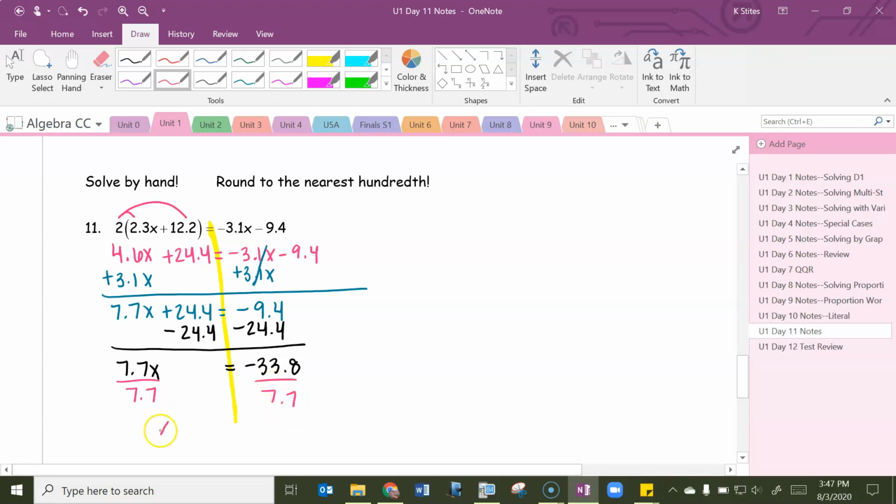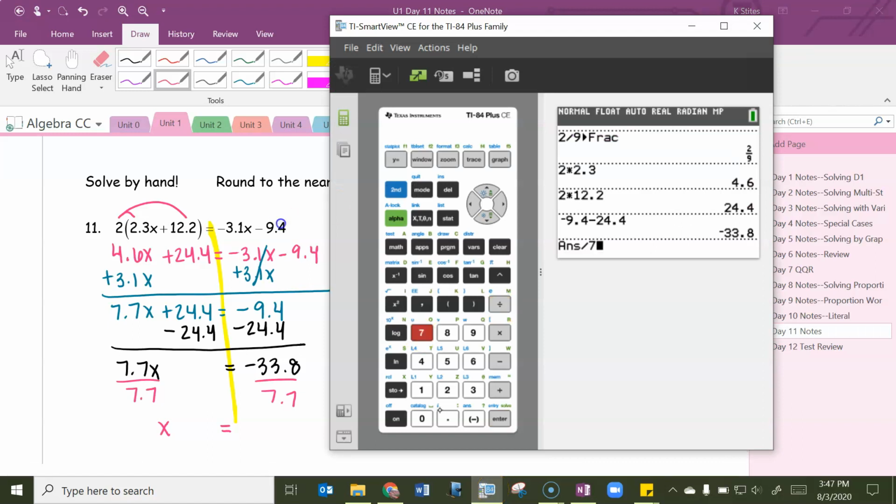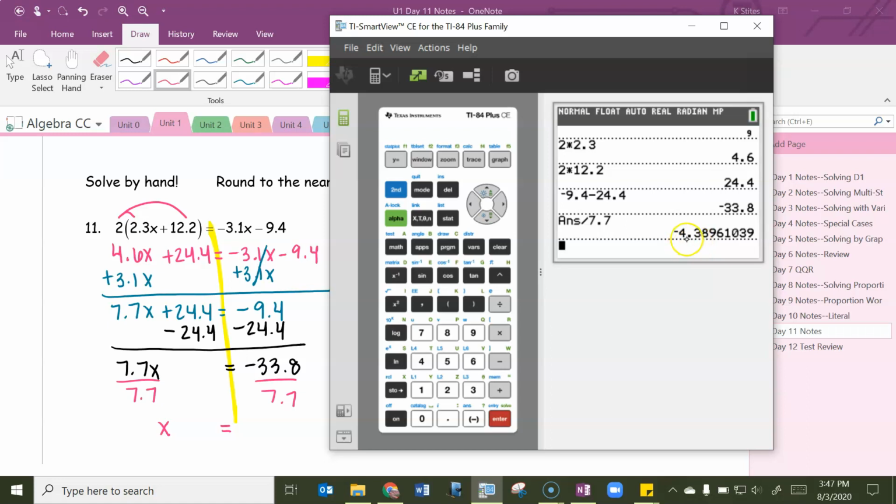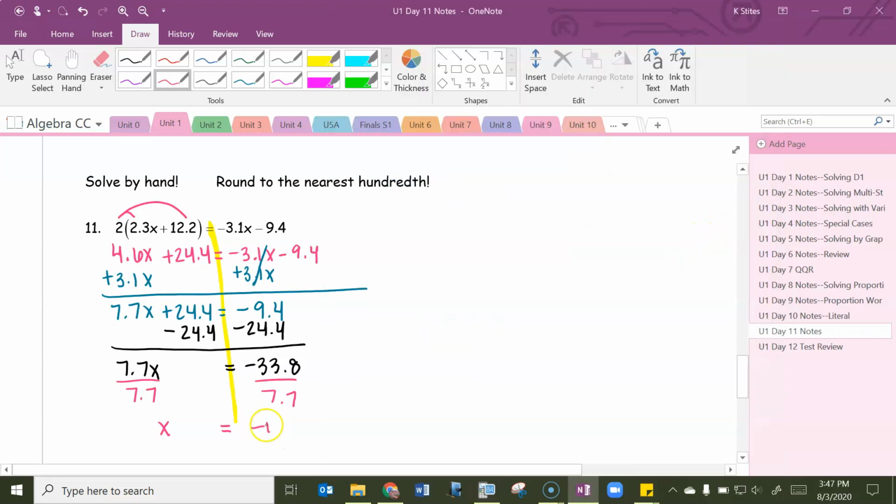And we're told to round to the nearest hundredth. So let's do that. 2 decimals in, negative 4.38. Okay, but look what's right next to that 8. It's a 9. It's going to move our 8 up. So negative 4.39 it is.